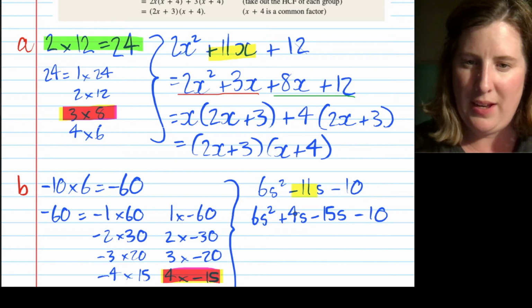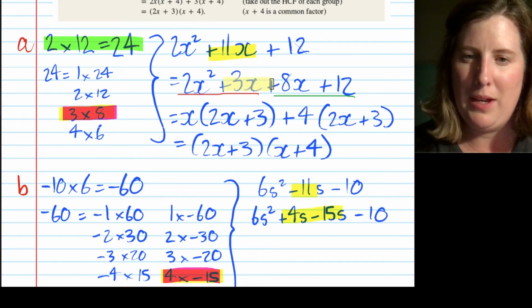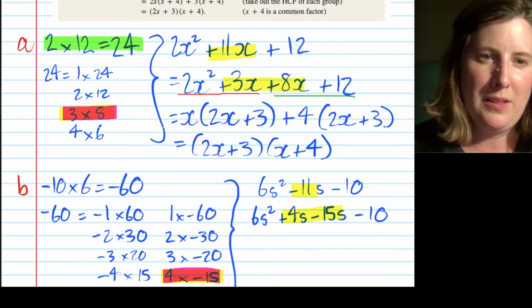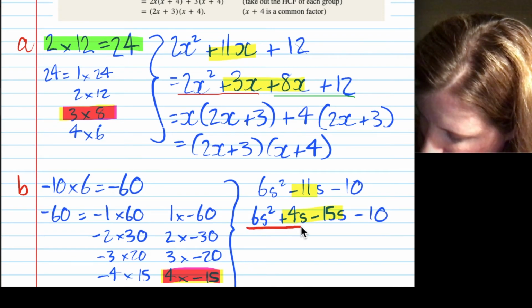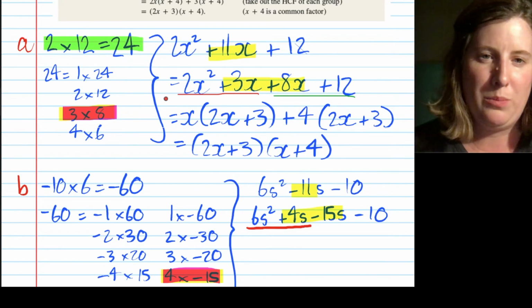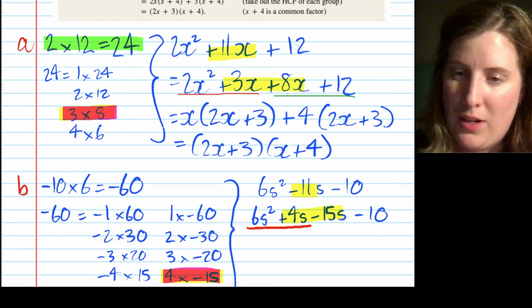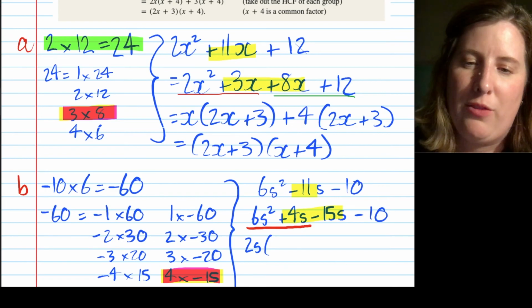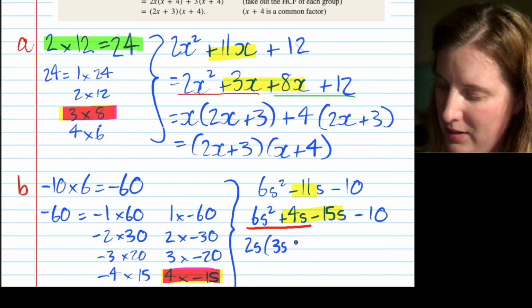So that negative 11 became our plus 4 and minus 15, just like our positive 11 here became positive 3x and positive 8x. I'm now going to separate them. I'm going to group them in pairs. So I'm going to do this pair first. 6x squared, x squared plus 4x. x goes into both of those and 2 goes into both of those. So I'm going to do 2x outside of what's left: 3x, 2.